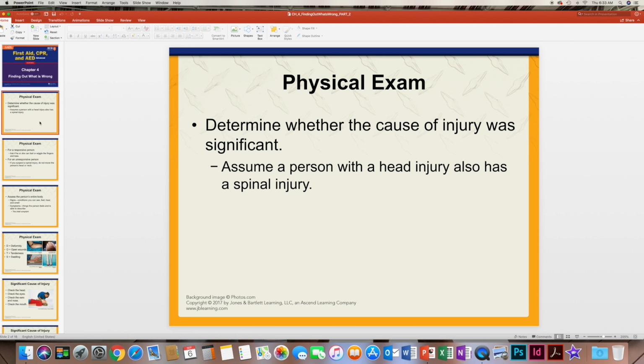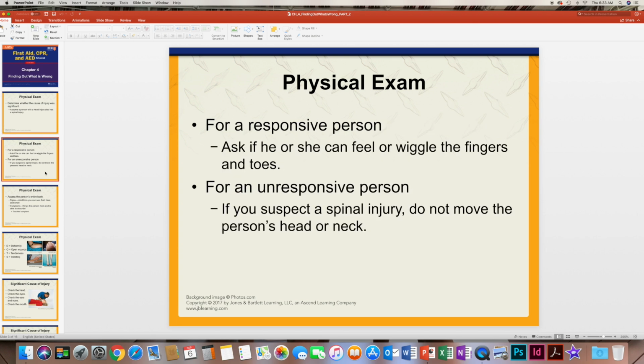And if a person has a head injury, you also have to assume they have a spinal injury. So when you're checking them, those are the most important things because that can be very, very dangerous. So you want to check the head first. For a responsive person, you can ask if they can wiggle their fingers or toes. If they're unresponsive, you need to suspect a spinal injury. Do not move the person's head or neck.